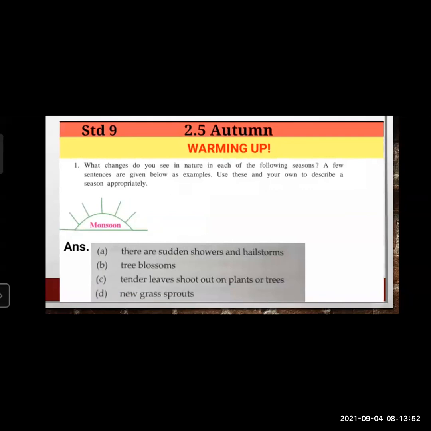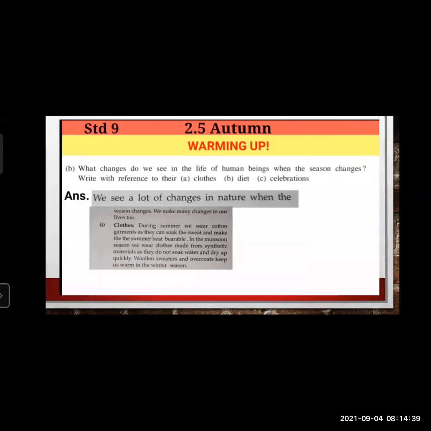Now we have to see our favorite season, everyone's favorite season, which is the monsoon or rainy season, we call it. So let's see what changes the monsoon season has made. There are sudden showers and hailstorms. Then trees blossom in the monsoon season, in the rainy season. Third one is tender leaves shoot out on the plants of trees. Some small leaves arise on the trees. The next one is new grass sprouts. So all these changes were made by the monsoon season. We can see in nature all these things which change by the seasons.